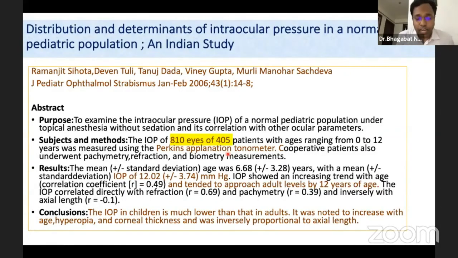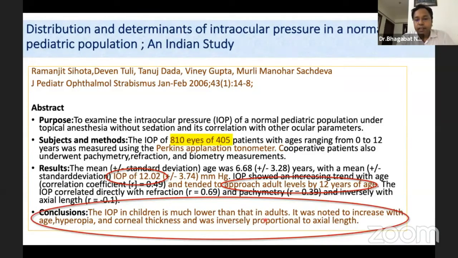And there are many papers, but I have selected one paper to put here, because this work is from the RP Center by, again, Dr. Ramanjit, Dr. Devanshu Lee, etc., Dr. Tanuja and Binesha. They examined 405 children, 810 eyes, from 0 to 12 years, and with Perkins tonometry they found the IOP is almost up to 12 millimeters of mercury in children, and it tends to approach adult level by 12 years. They got a series that is year-wise. They concluded that IOP in children is much lower than in adults. It tends to increase with age, and also with hyperopia and central corneal thickness. So it changes the IOP.